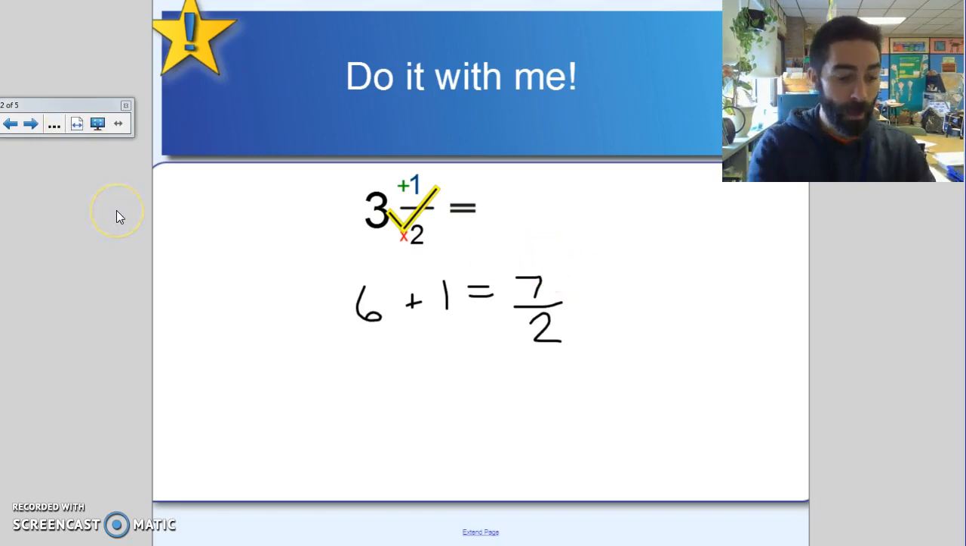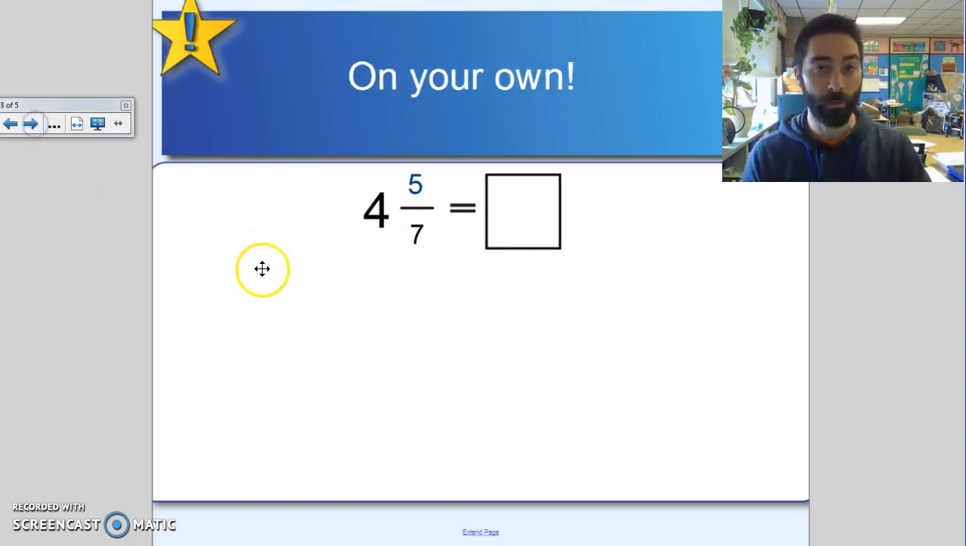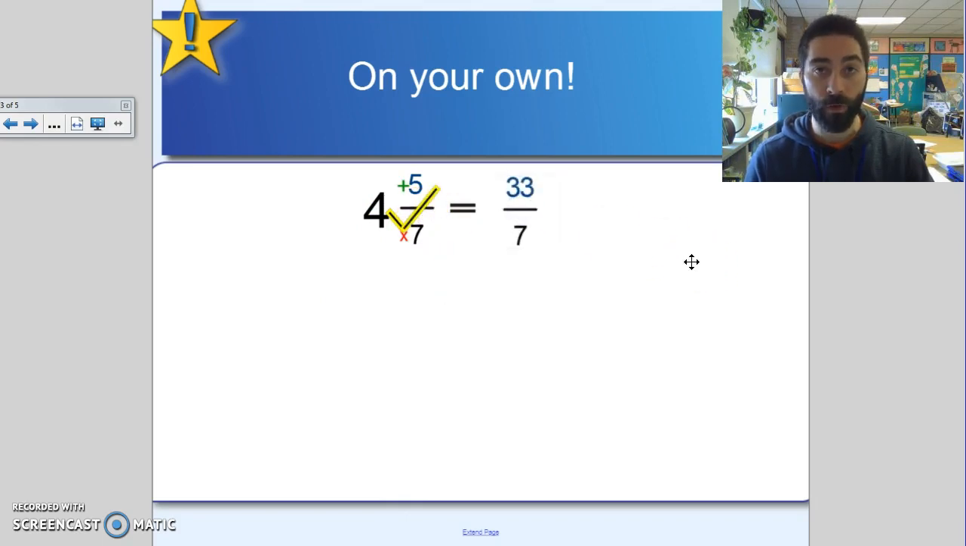Okay, now you're going to do this one on your own, and I will give you the answer to it. So make sure you accomplish this first on your own, and then I'm going to just show you the answer to it. So the answer you should have come up with is, first you should have done 4 times 7 as a part of the check, and then add 5, which you should have gotten a total of 33/7 as the improper fraction, 4 5/7.